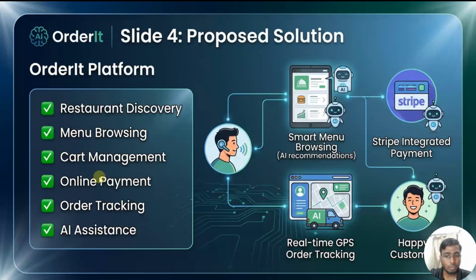And cart management: if users like a particular food, they can add it to the cart, and we can track that food using real-time GPS. This is the workflow of how it is integrated: users, smart menu browsing, Stripe-integrated payment, real-time GPS order tracking, and happy customers.